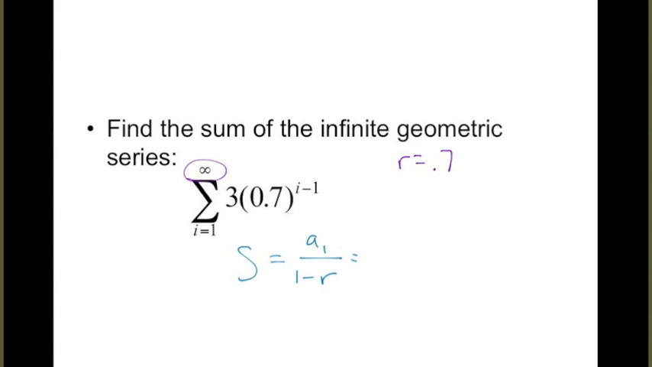Plug 0 in. We're going to plug in whatever's at the bottom. A sub 1 means the first term of this series, which is plugging the bottom value into the rule. So it's going to be 3 times 0.7 to the 1 minus 1. 1 minus 1 is 0. 0.7 to the 0 is 1. So that gives us 3 for our first term.